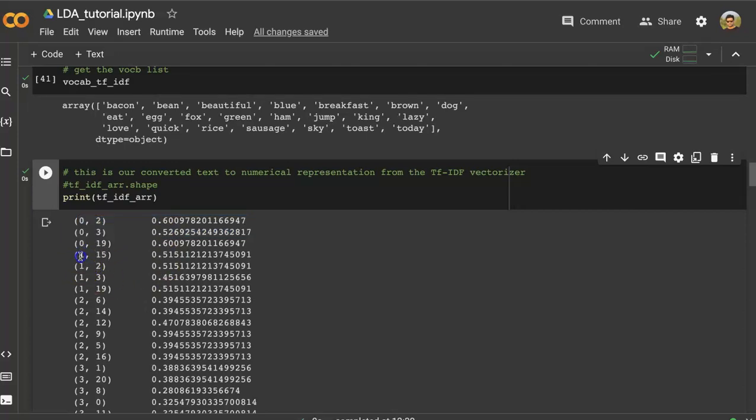Similarly for document 1, you will find there are 4 words. So similarly you can also find all this. So this is how this thing works.